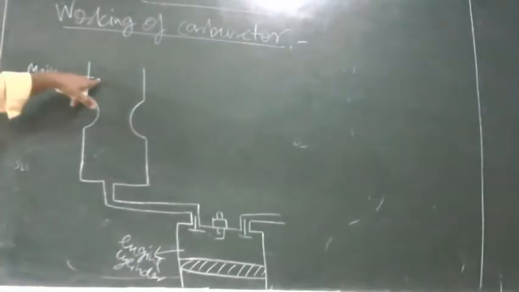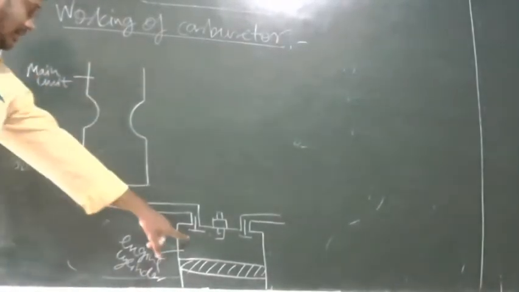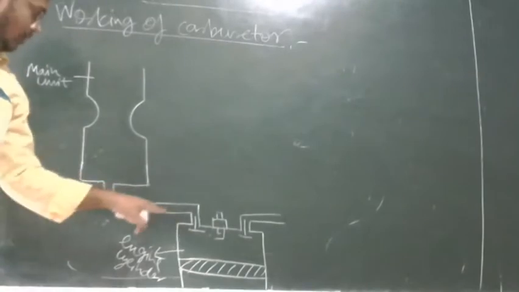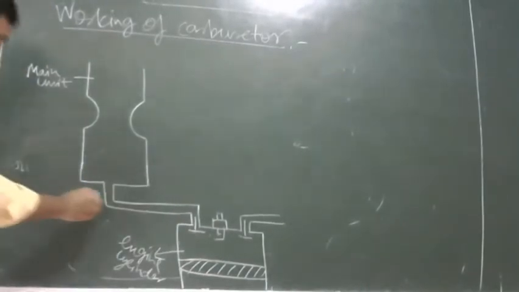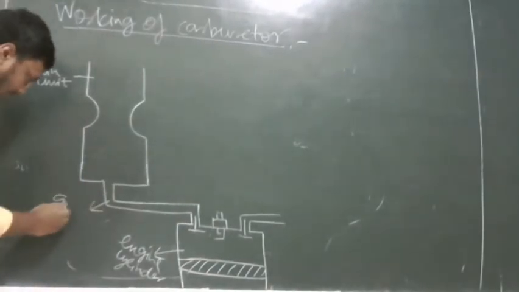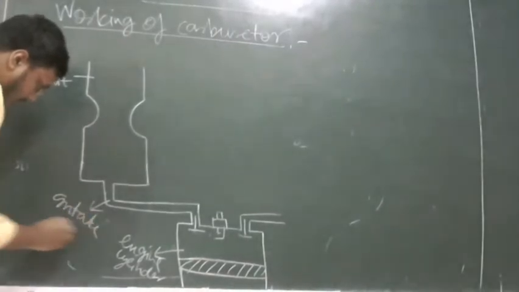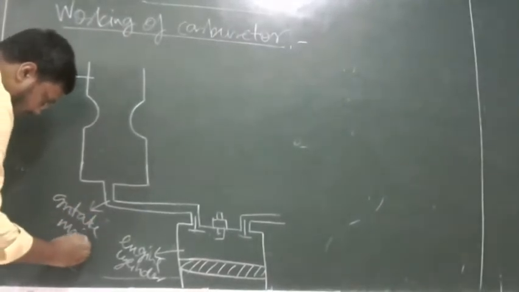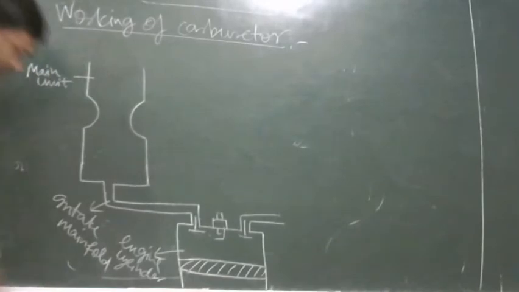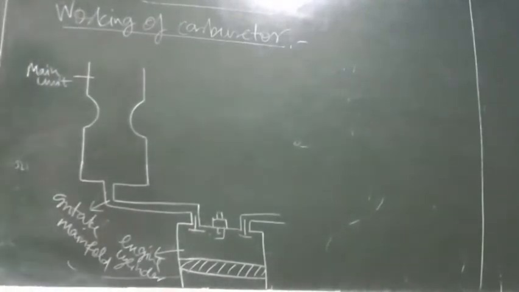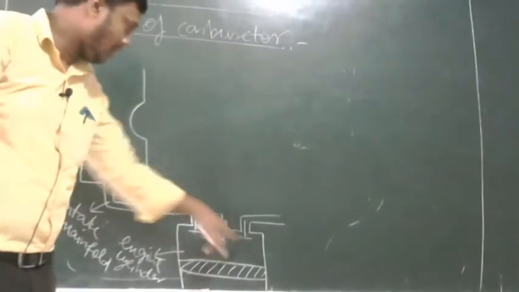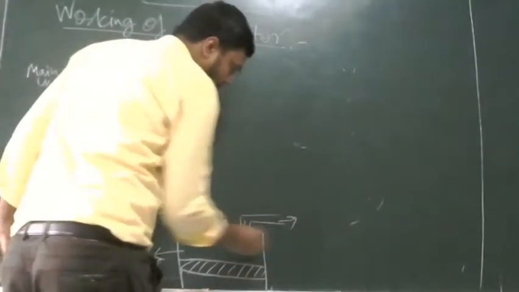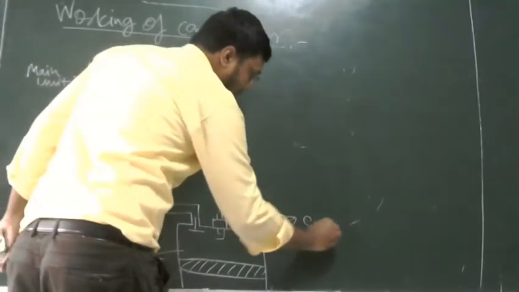This main unit is connected to the engine cylinder at the inlet valve through a pipe. This pipe is known as intake manifold. And this is the outlet valve, which is connected to the exhaust pipe.